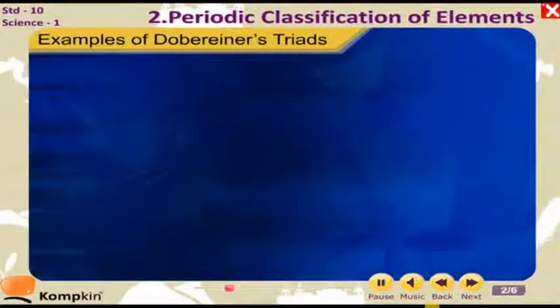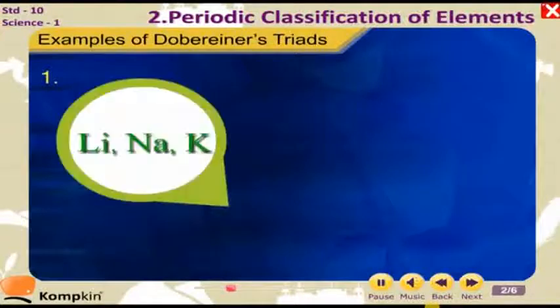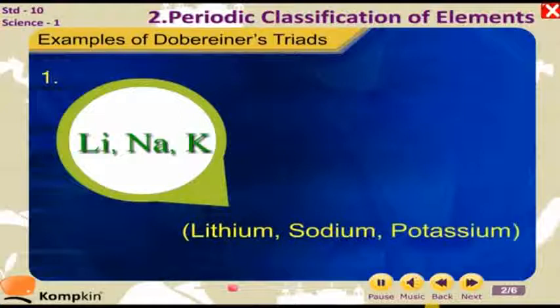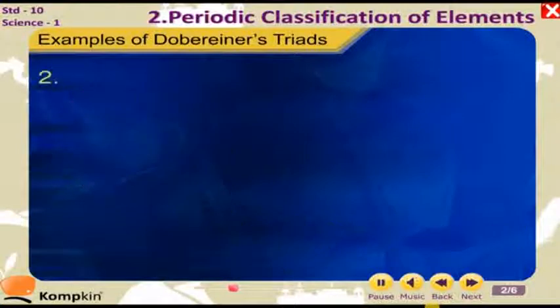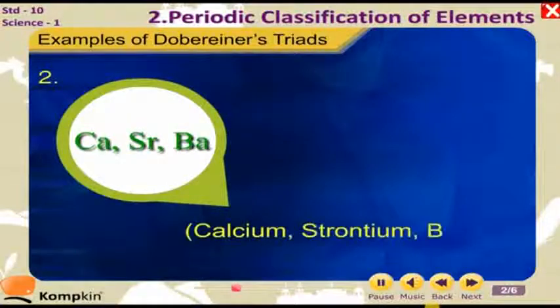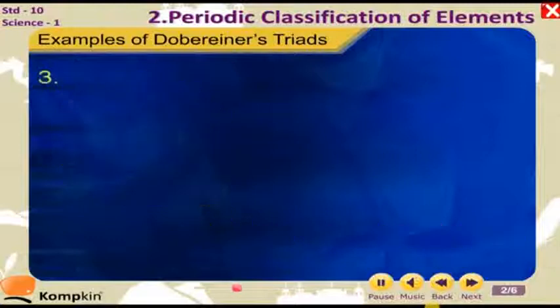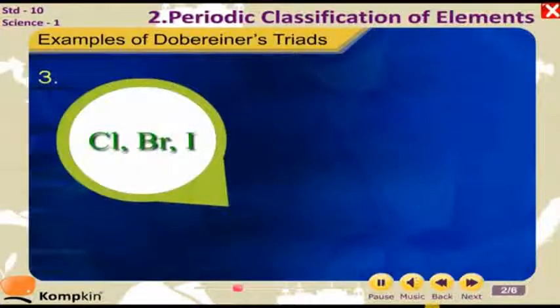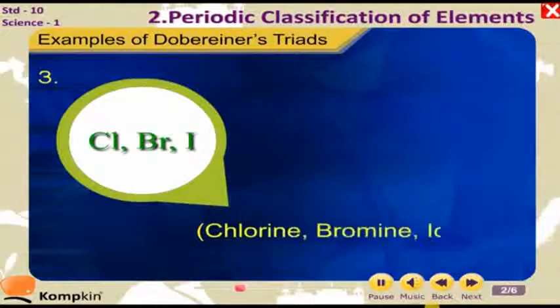Examples of Dobereiner's triads. 1. Li, Na, K: lithium, sodium, potassium. 2. Ca, Sr, Ba: calcium, strontium, barium. 3. Cl, Br, I: chlorine, bromine, iodine. Let us try one example.